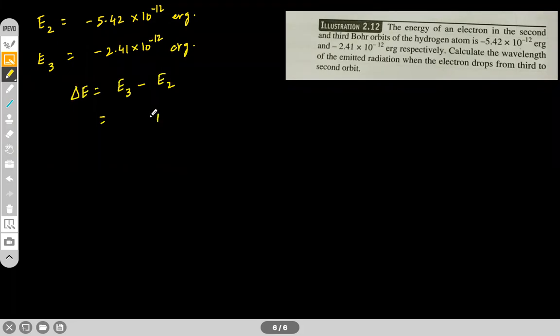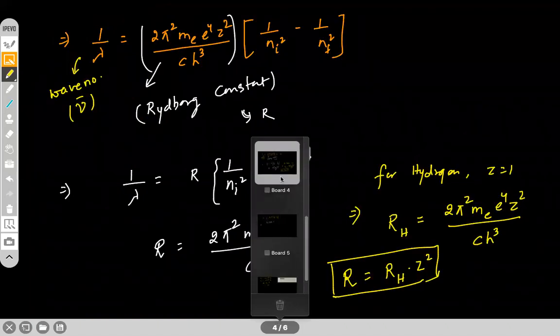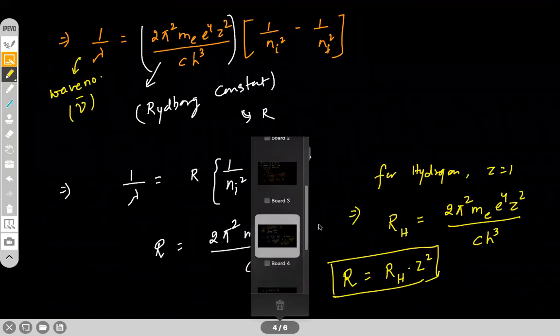3.01. Sir, won't it be E2 minus E3, final minus initial, right? That we take when the electron jumps from lower to higher energy level. It is talking about the wavelength that comes out, which means it is the high to low transition. When wavelength comes out, the transition should be this. I'll show you, just a second.